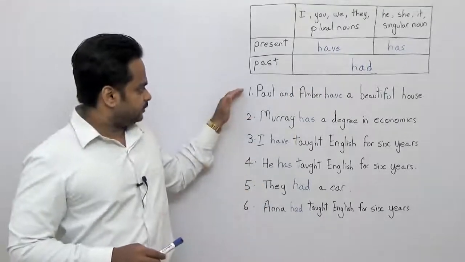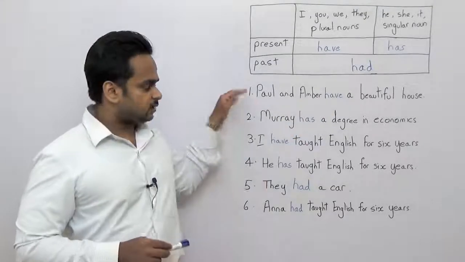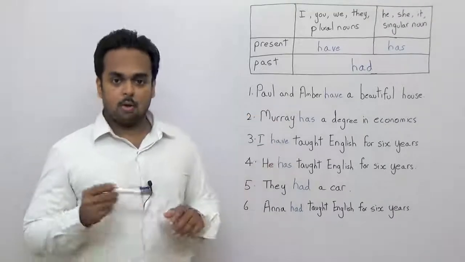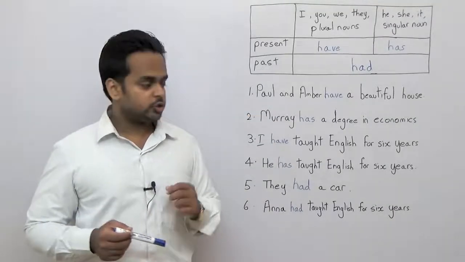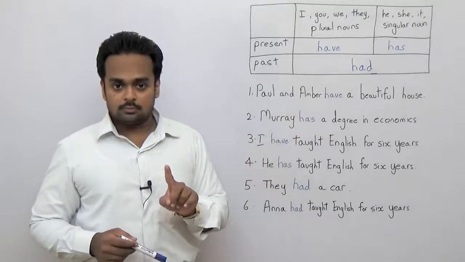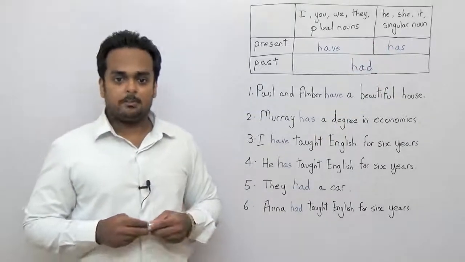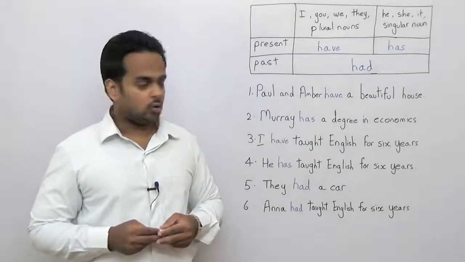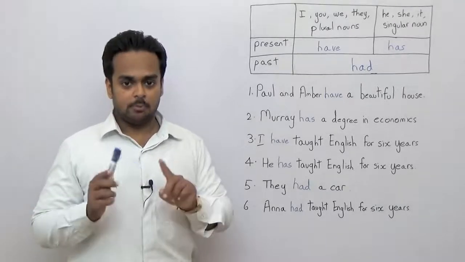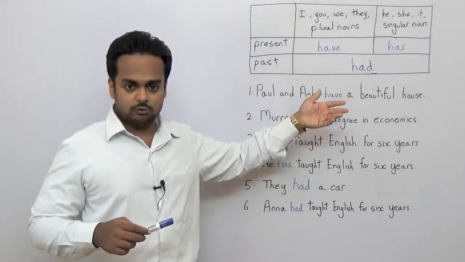So in this sentence, Paul and Amber have a beautiful house. This sentence is in the present tense, and here we have a plural because it's Paul and Amber, two people. So we're using have. Now, if this was only Paul, then we would use has. We might say, Paul has a beautiful house, or Amber has a beautiful house. But because it's two people, Paul and Amber, we use have. Paul and Amber have a beautiful house.